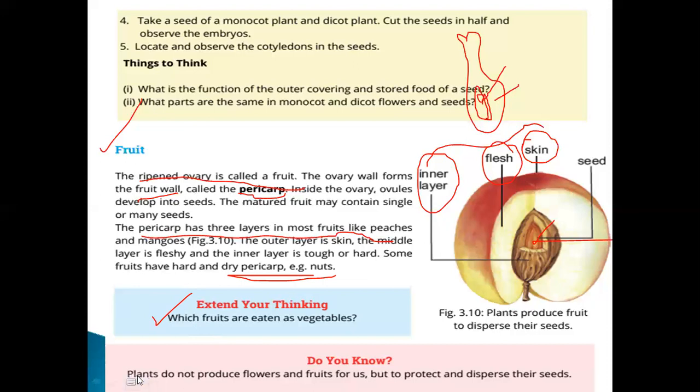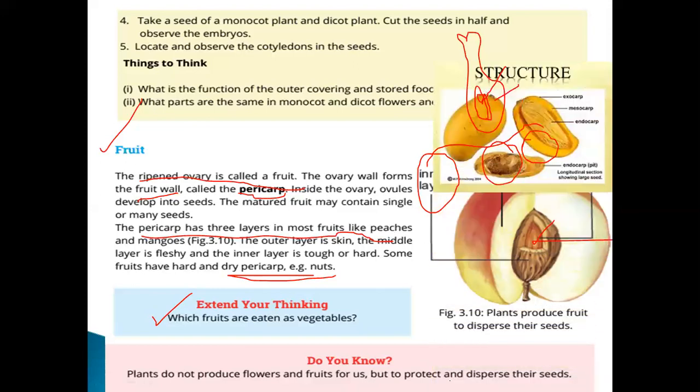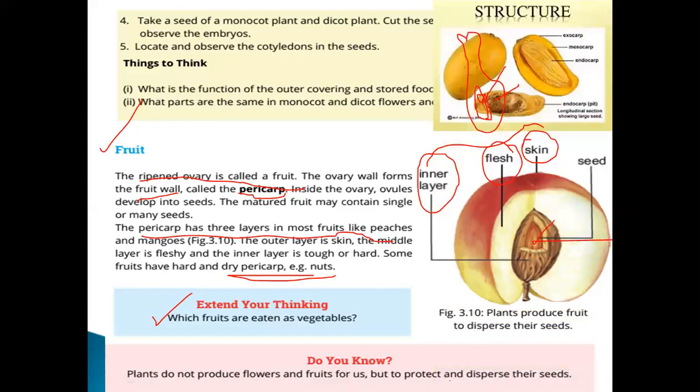Okay, do you know that plants do not produce flowers and fruits for us? Because plants do not know about us. So why do they produce flowers and fruits? They produce fruits and flowers to protect and disperse their seeds. That is a very important process for their survival.